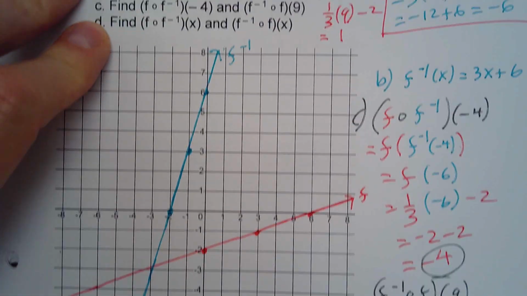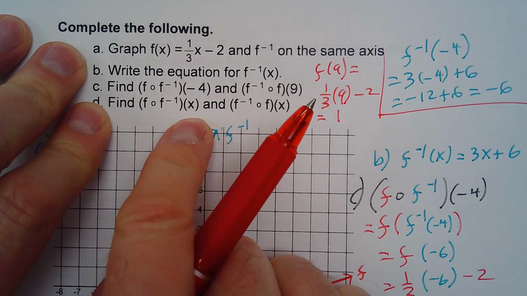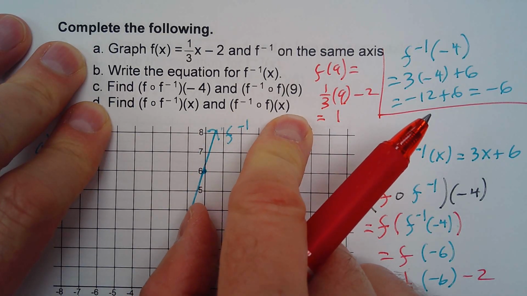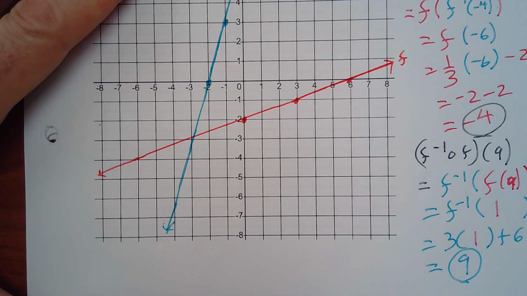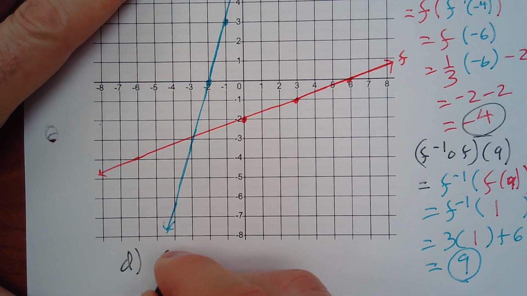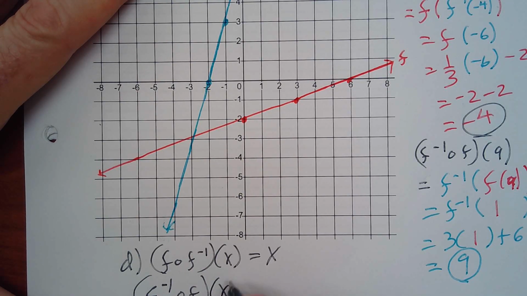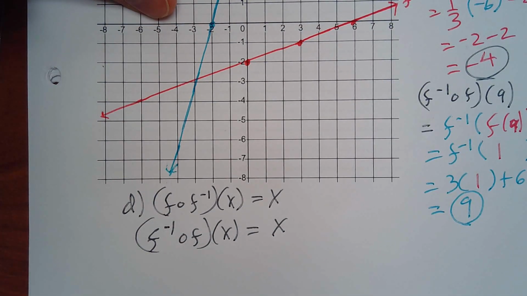So for part D, you can guess if I do f composed f inverse of x or f inverse composed f of x, in both cases I'm going to get x. That's what should happen when you compose a function with its inverse.